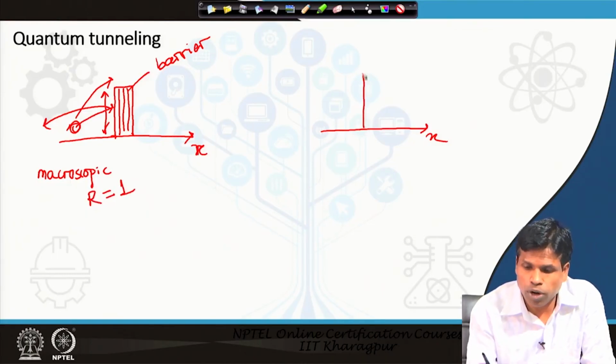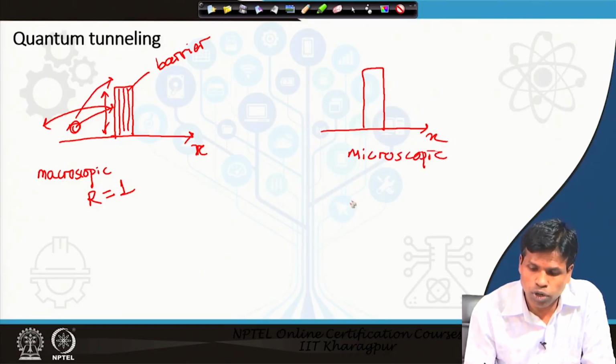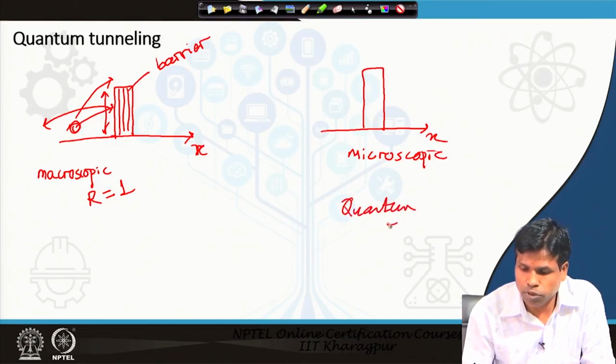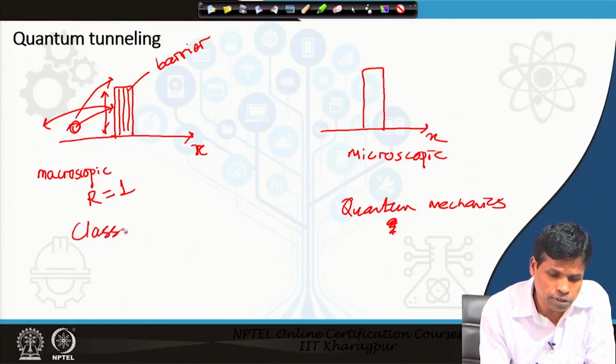But in the microscopic world, where particles are very small in size, it is called quantum mechanics. When particles are very small in size, we say quantum mechanical phenomena will come, whereas in classical mechanics, particle sizes are very large.